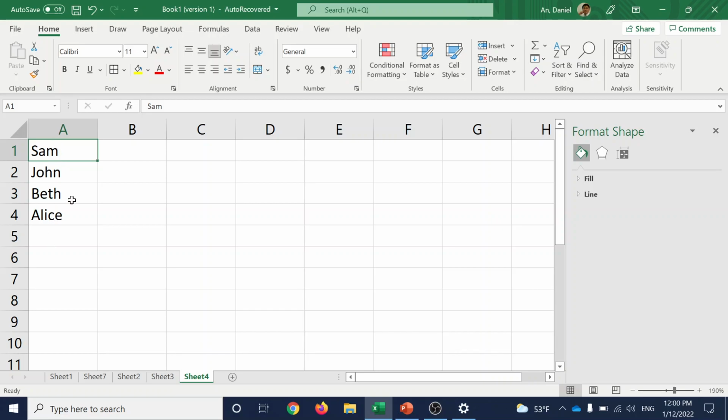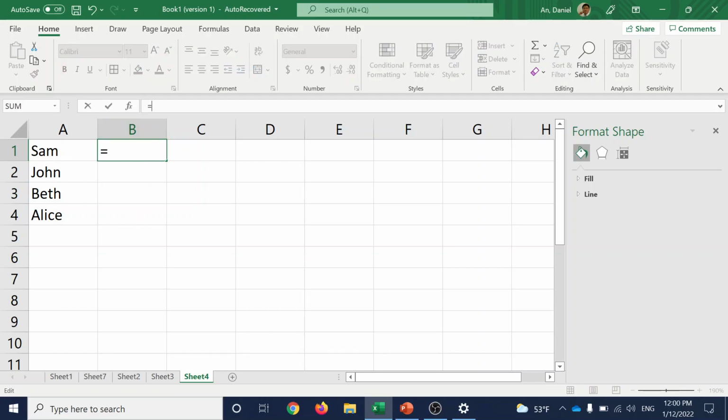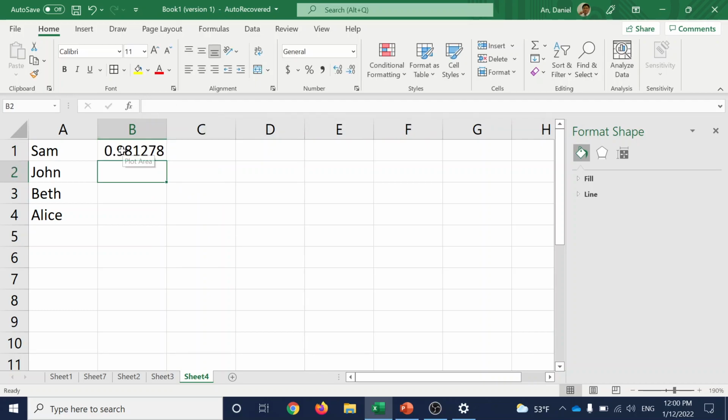And this is not the only way, but I found it to be quite easy. So if you want to draw a simple random sample by using Excel, this is what you can do. You first say it's equal to rand, open parenthesis, close parenthesis. Now what this does is it gives you a value between 0 to 1.